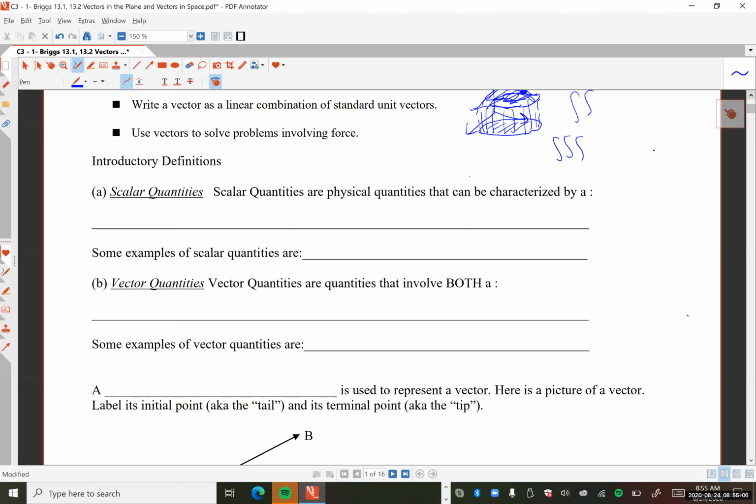Okay, let's do some definitions. And then we'll get to some actual problems, and then I'll have you maybe try a couple problems. How about that? Better stay awake, otherwise you won't be able to do it.